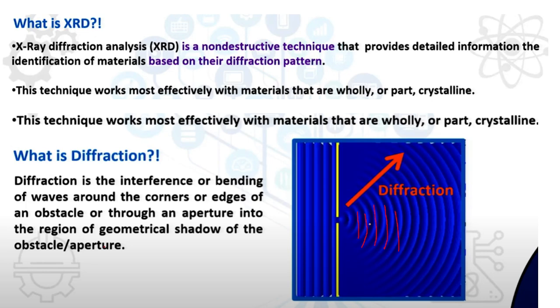So what actually happens in diffraction? First reflection, and then followed by interference. This is the main phenomenon of how diffraction can take place. So you must remember that for diffraction it must be first reflection followed by interference.